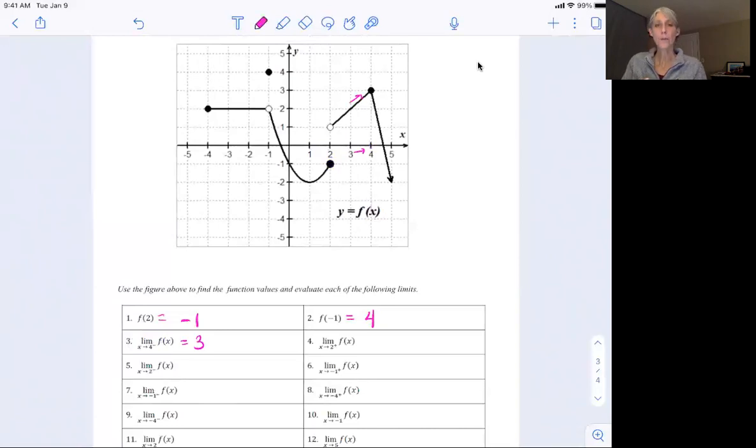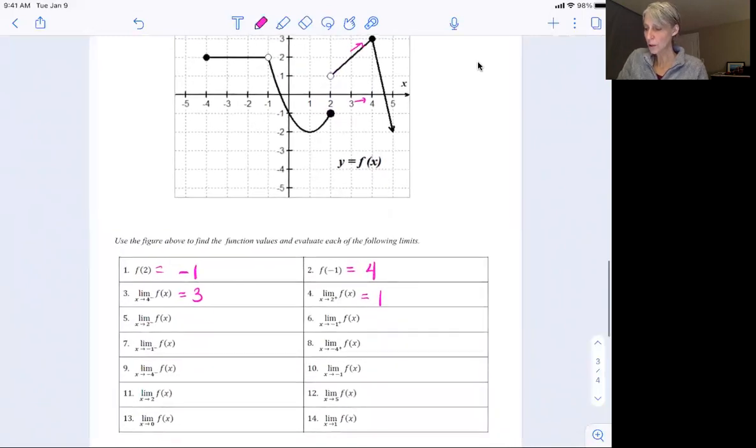The limit as x approaches 2 from the right. Again, I'm going to go to my x-axis. As I plug in x values that get close to 2 from the right, my y values are getting closer to 1. I don't care that there's an open circle there. It just means if I plug in a number a teeny weeny bit bigger, just a tiny bit bigger, my y value is going to be close to 1.